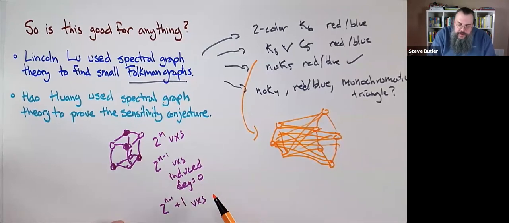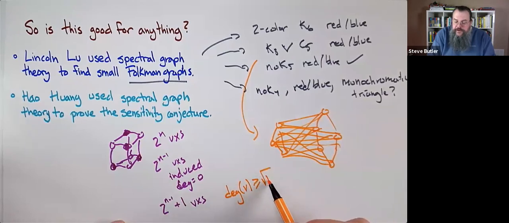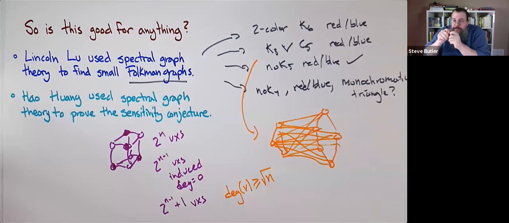And Hao Huang said, look, you have to have something. There has to be a degree of some vertex, not all vertices, but at least one vertex has to have degree at least root n. So that was the sensitivity conjecture. So it says, look, once you have that sort of one more, not only do you have to have something, it has to be a non-trivial something.